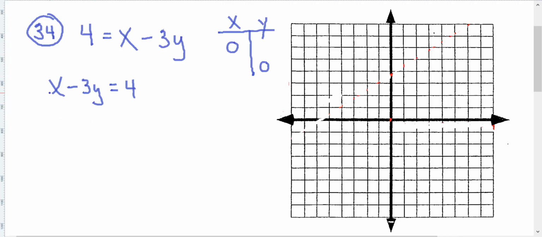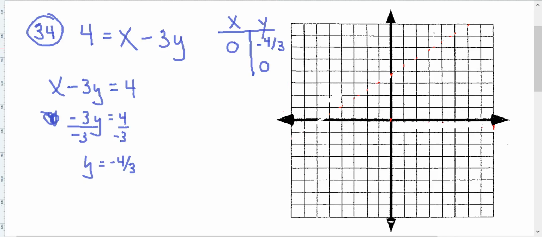So when x is 0, I have 0 minus 3y equals 4. So this is nothing, it's gone. Divide both sides by negative 3. So y equals negative 4 over 3. Oh, this is a negative here, so I just use the negative with the numerator. I just like it that way. So when x is 0, y is negative 4 over 3.